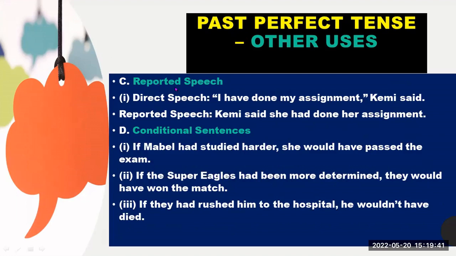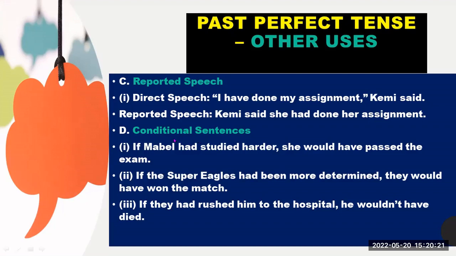We can use the past perfect tense in reported speech. For example, when you have a direct speech, I have done my assignment, Kemi said. If we report this speech, what we have is Kemi said she had done her assignment. She had done her assignment, all right? That is the past perfect tense, which is used in reported speech. So if you are a reporter and you report what other people have said, you are likely to use the past perfect tense most of the time.